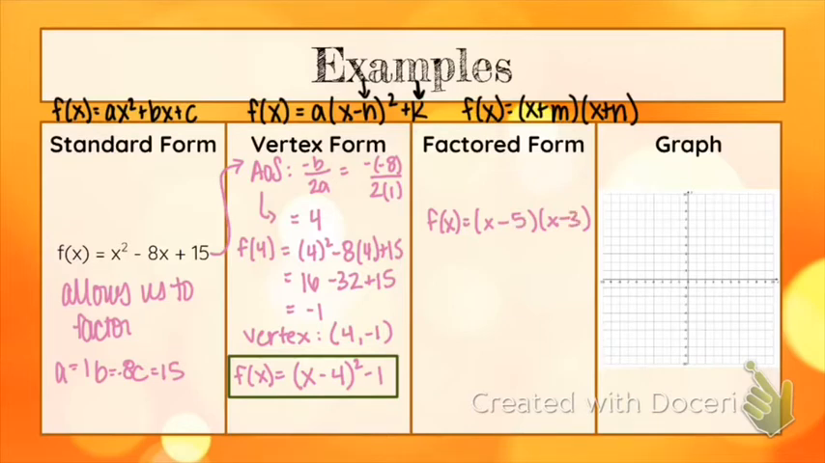And the special thing about factored form is that it tells us our roots or solutions or zeros or x-intercepts. You can call it any of those things. We're mostly going to refer to them as roots. So to find those, we set each one equal to 0.